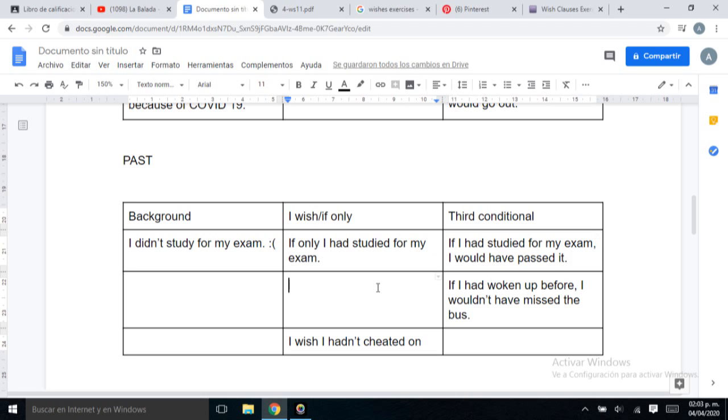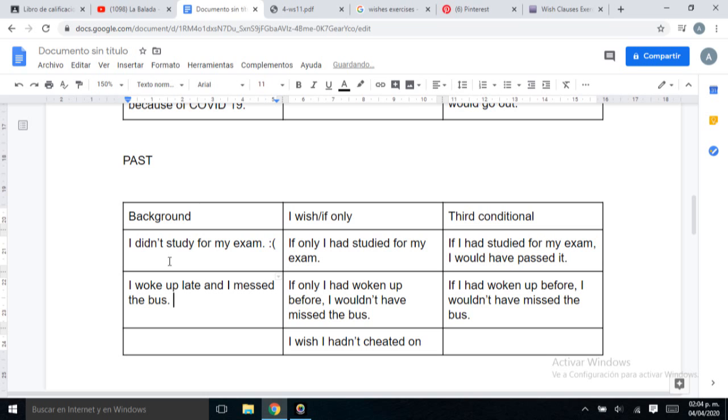Then let's imagine the if only example. If only I had woken up before, I wouldn't have missed the bus. Then they are very similar, as you can see. What is the background? We can have the background in different ways, but the idea is this one. I woke up late and I missed the bus. Then, as you can see, this situation is in past.